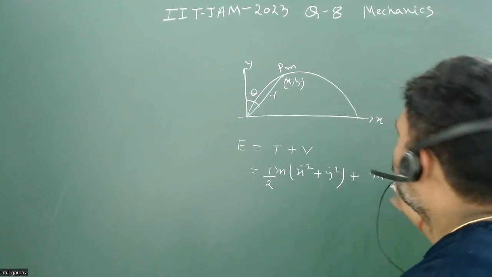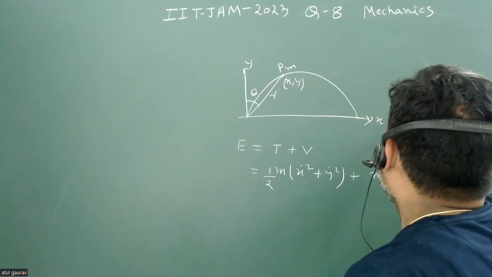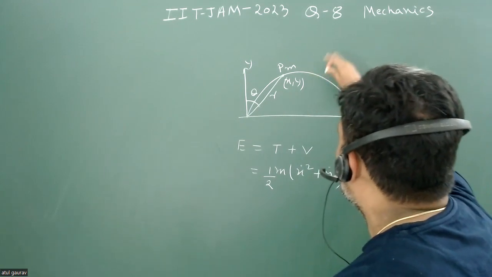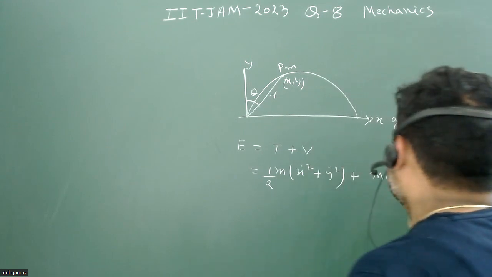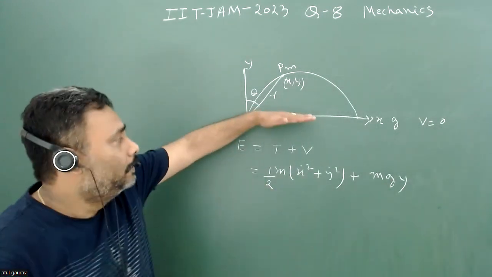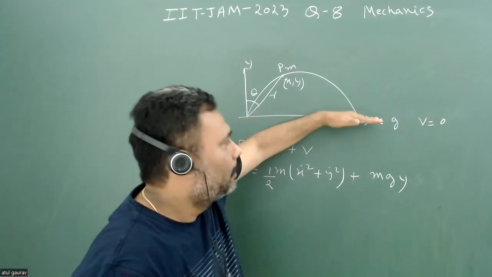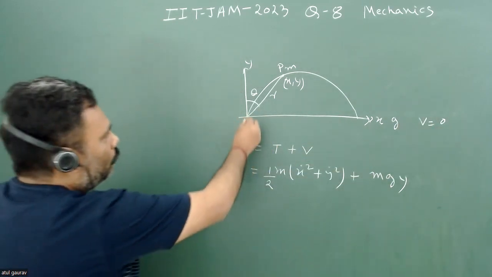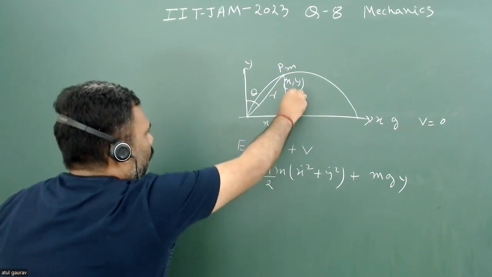Why? Because it is given that on the ground we have potential energy 0. So whatever the potential energy is above the ground, we will take as a positive sign. So this will be my mgy. If this is my reference of the potential, and at the ground the potential energy is 0. Now this is my x coordinate and this is my y distance.